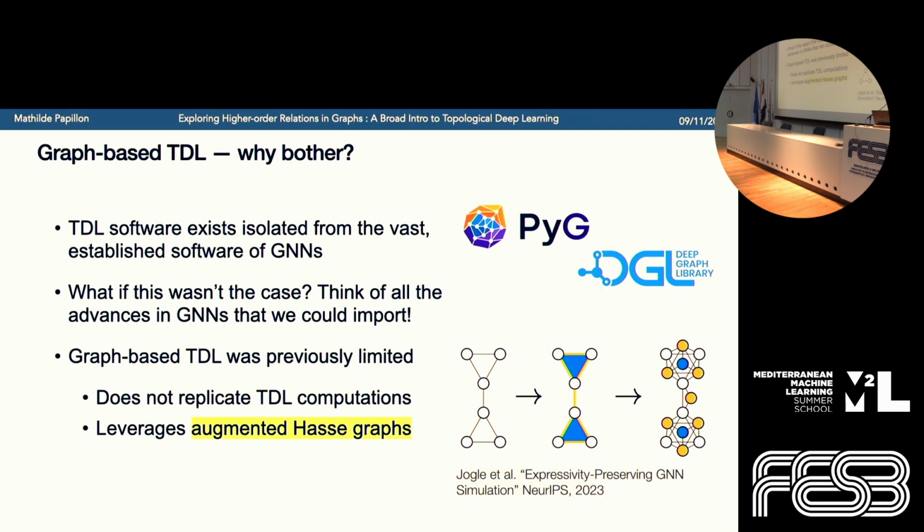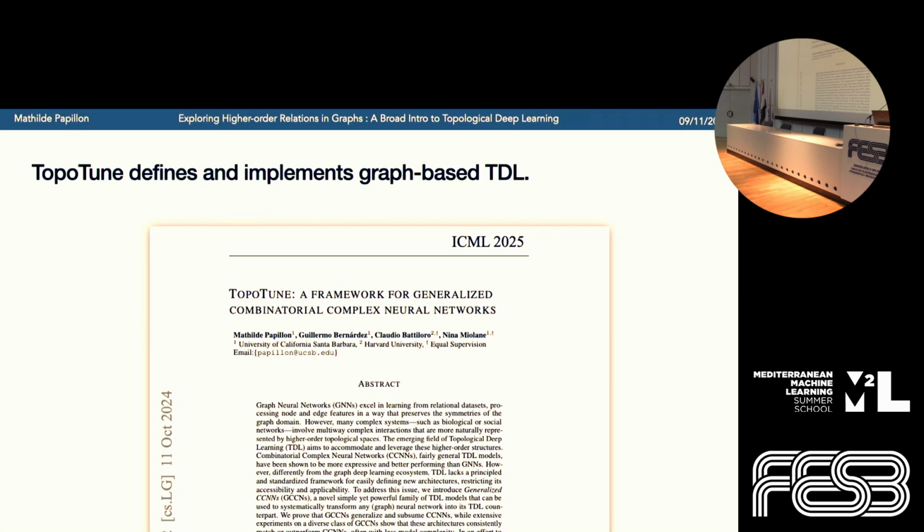However, as you can imagine, this collapses a ton of information, right? We are collapsing everything into one big adjacency matrix, and we are losing the distinguishability between the neighborhoods. And that might not sound like a big deal, but if you work through the expressivity proofs, it absolutely is a big deal. So this had some excitement, but still some challenges in actually doing real TDL on graphs, which motivates my most recent work from ICML called Topotune, which defines and implements graph-based TDL.